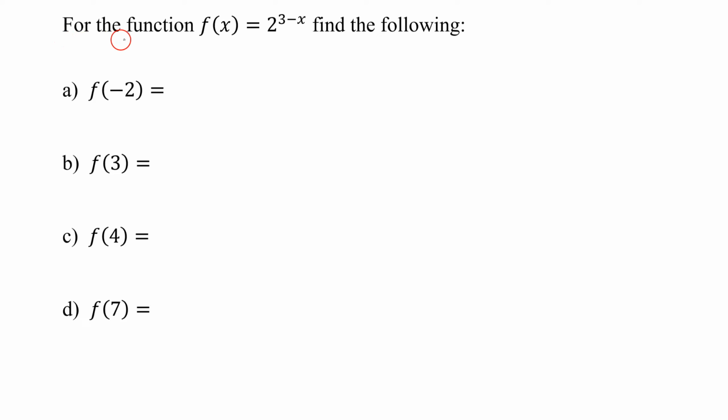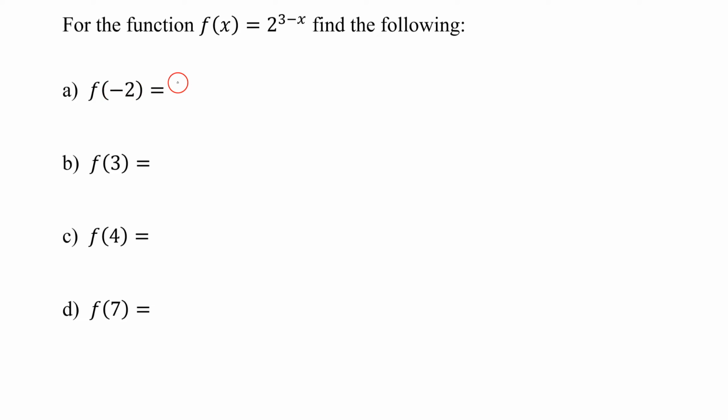In this example, we're given a function f of x equals 2 raised to the 3 minus x, and we need to find the following four quantities. Well, what type of function do we have here? f of x is an exponential function and the base is 2. So in part A, we need to find f at negative 2. That means evaluate our function f when x equals negative 2.